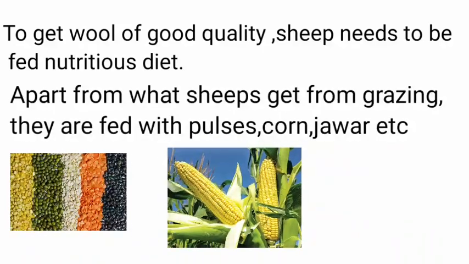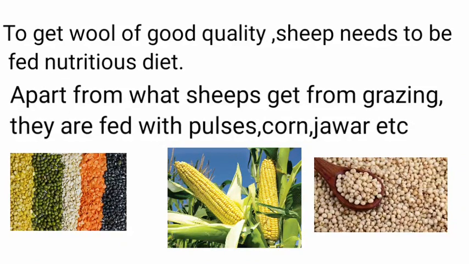From fibers to wool. To get wool of good quality, sheep need to be fed a nutritious diet. Apart from what the sheep get from grazing, they are fed with pulses, corn, jowar, etc. It means that we have to provide all the nutrients to the sheep so that we can get good quality wool, as sheep cannot get all the nutrients through grazing. We have to provide them pulses, corn and jowar so that they get sufficient nutrients.